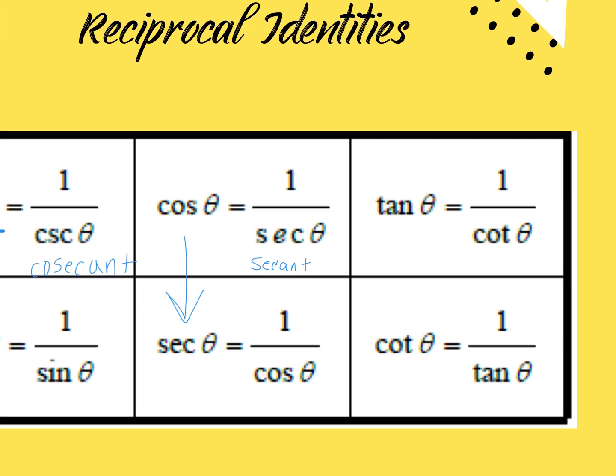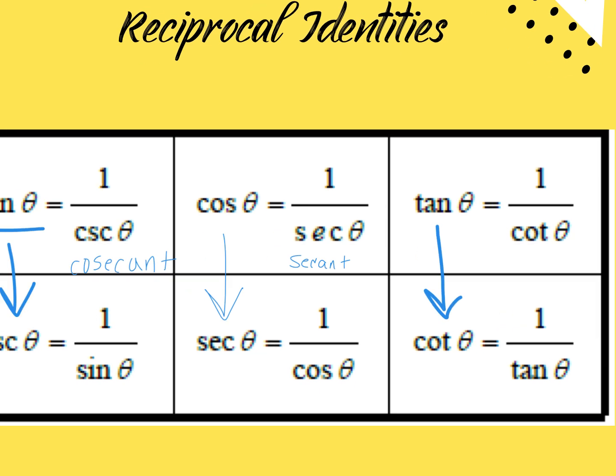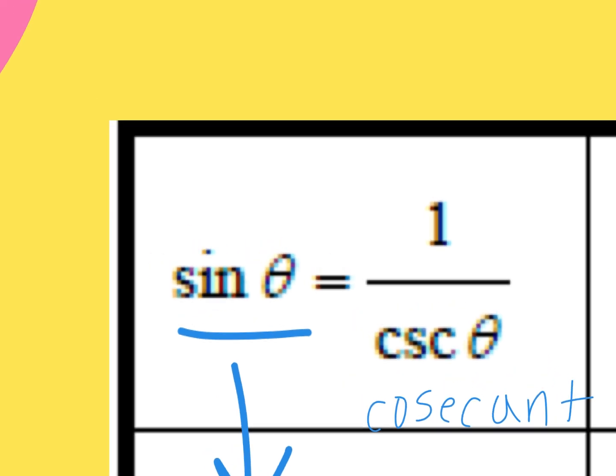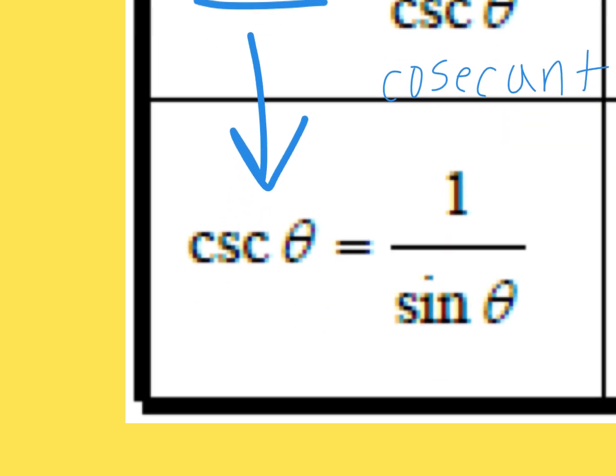Tangent is 1 over cotangent. So that means cotangent is the same as 1 over tangent. Let's think about this for a second. What is the ratio of x, y, and r for sine? What is sine? What over what? Y over r. Good. Let's write it for all of these.